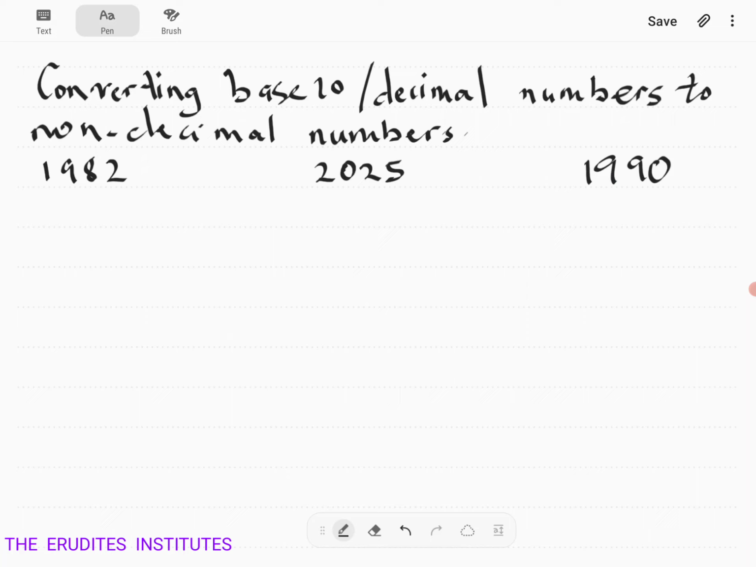Now we are going to convert these to base 2. And the method we are using for base 2 can be used for any other base. So this is 1982. We are converting this to base 2. So we draw this kind of table, 1982. Then on this part of the table, we would like to put our remainder.